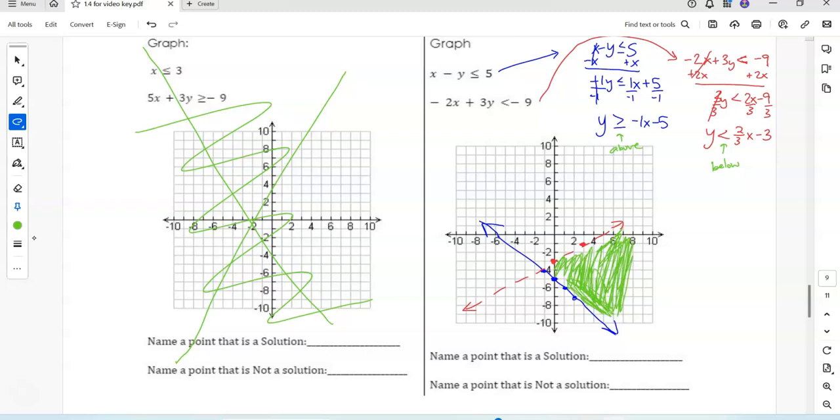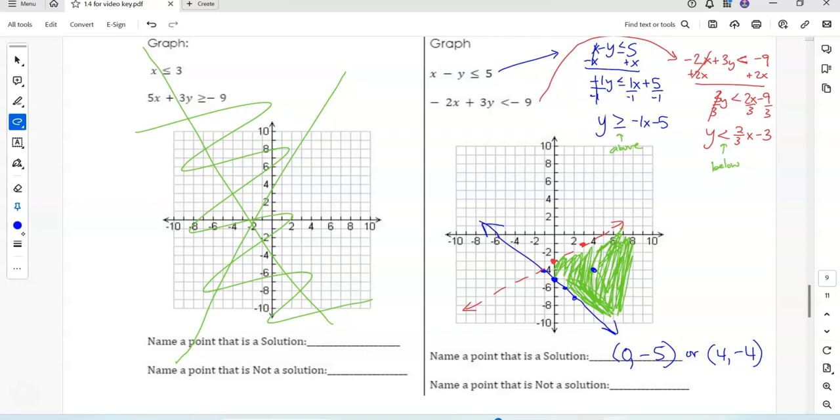Now it's asking us for a point that is a solution. So one point that is a solution here, if I look, maybe I do 0, negative 5. That's on a solid line right next to the shaded. Or maybe I also just pick something that's solidly in the shaded. So maybe like 4, negative 4. That's this point here. Definitely a solution.